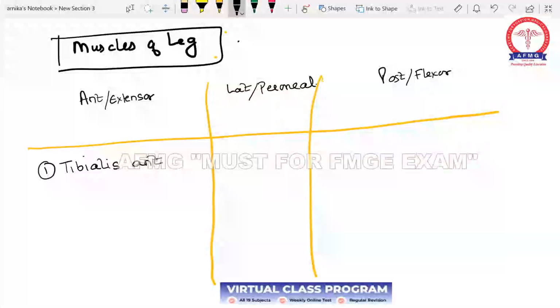Very strong, like quadriceps femoris. Similarly, this is also strong, tibialis anterior. Then below tibialis anterior, for this extensor compartment, you have some extensor muscles. One is called extensor digitorum longus.